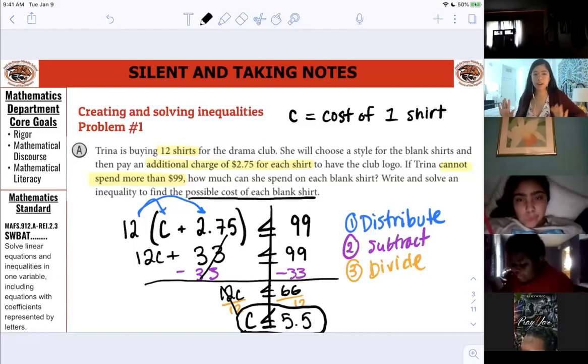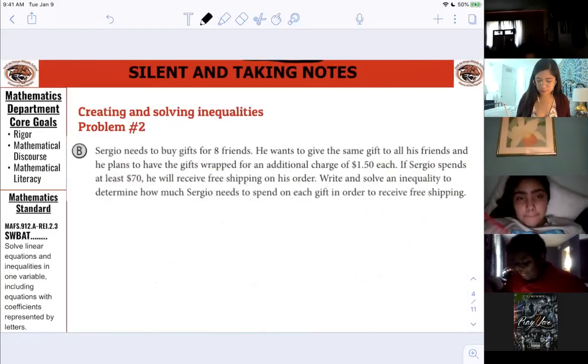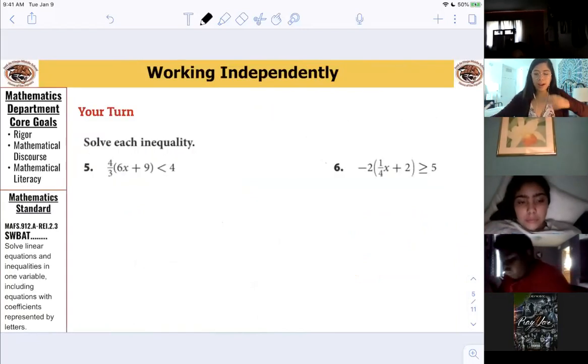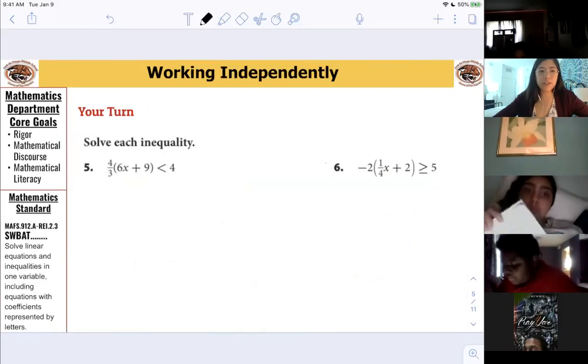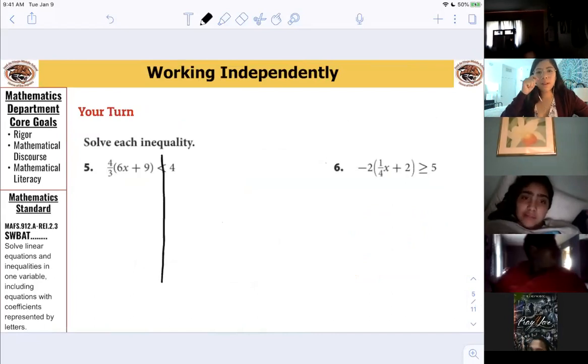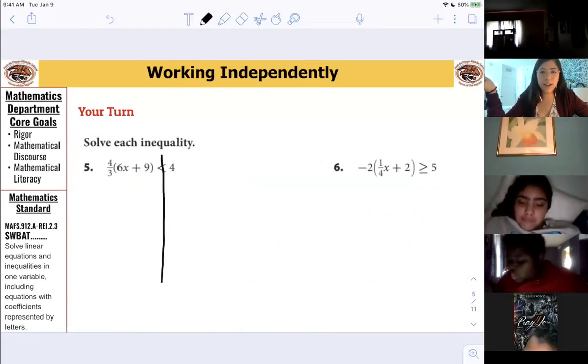It's basically just like solving a regular equation. It is going to get a little bit trickier depending on a couple of things. So let's go ahead and look at a couple more questions. I'm going to skip this one because it's very, very similar. Now I have equations that get a little more complicated because they have fractions. However, we're still going to follow those same steps. With number 5, I have fractions and I have parentheses.